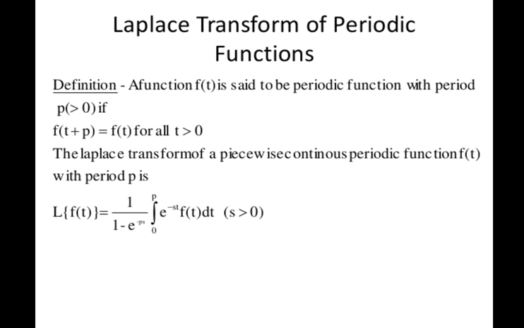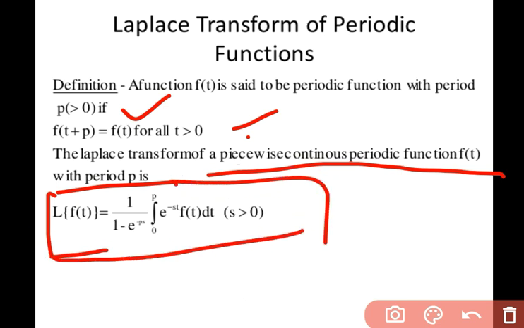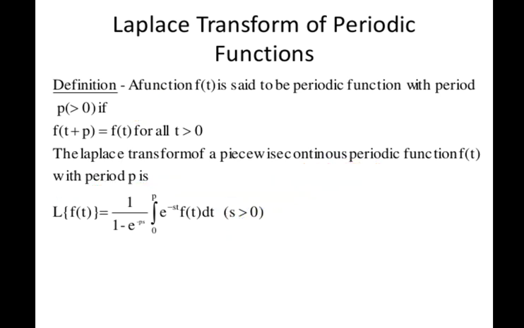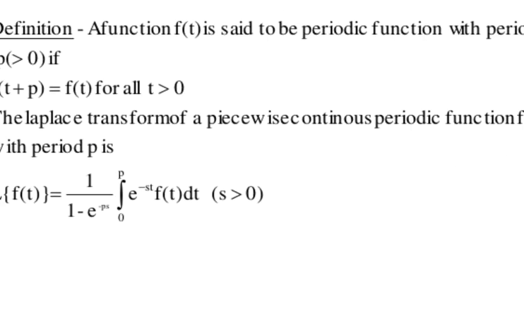So suppose a function is of the periodic type, like sine omega t, cos omega t. By definition, a function f of t is said to be a periodic function with period p greater than 0 if f of t plus p equals f of t for all t greater than 0. The Laplace transform of a piecewise continuous periodic function f of t with period p is, remember this formula, L of f of t equals one upon 1 minus e to the power minus p s, integral from 0 to p of e to the power minus st f of t dt, s greater than 0.